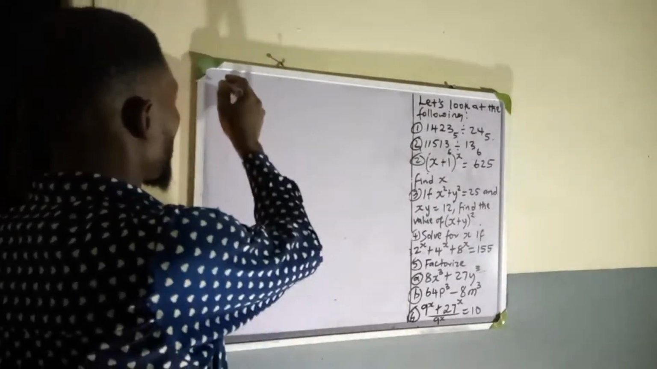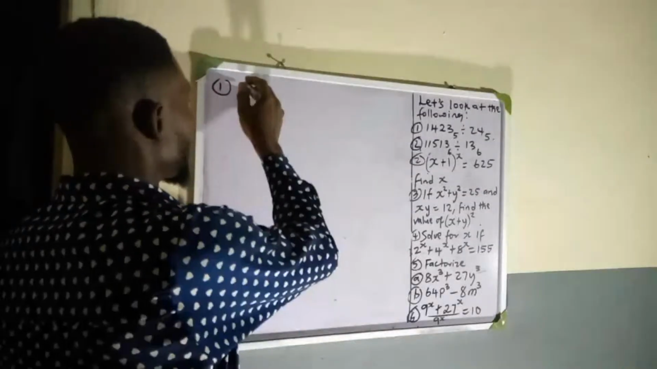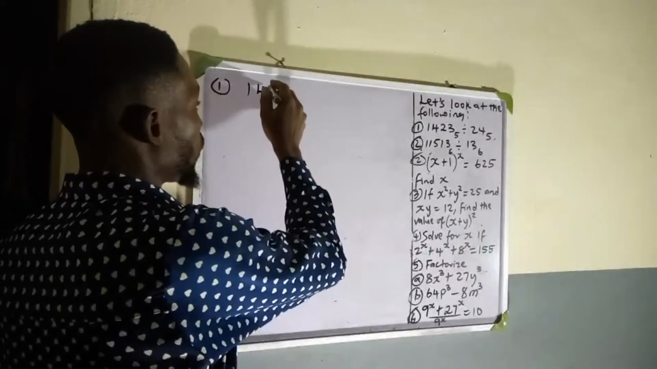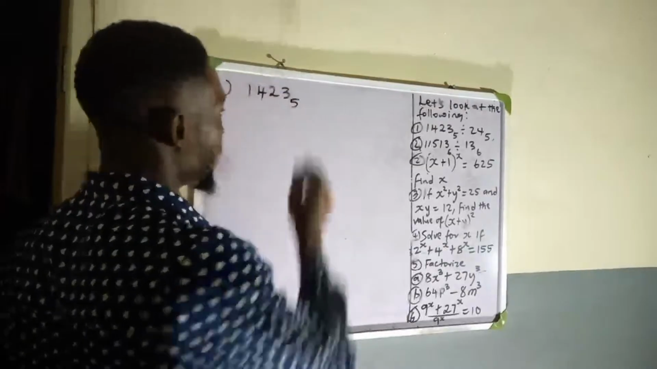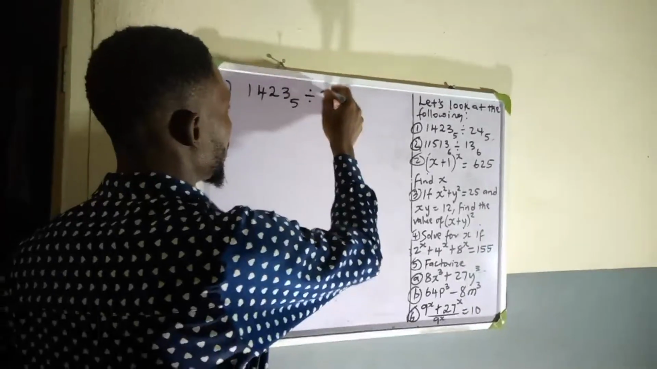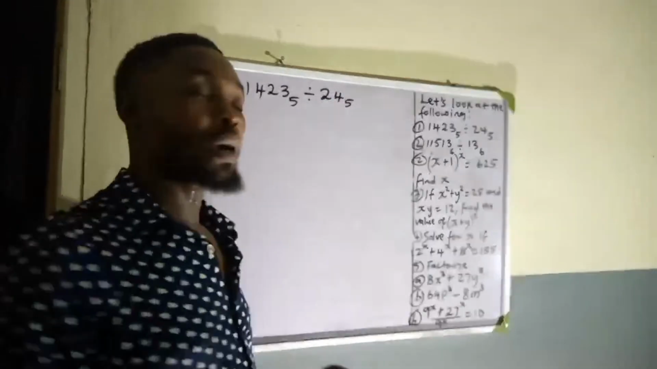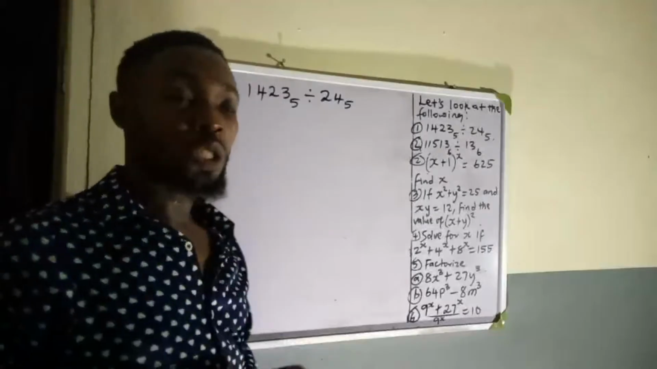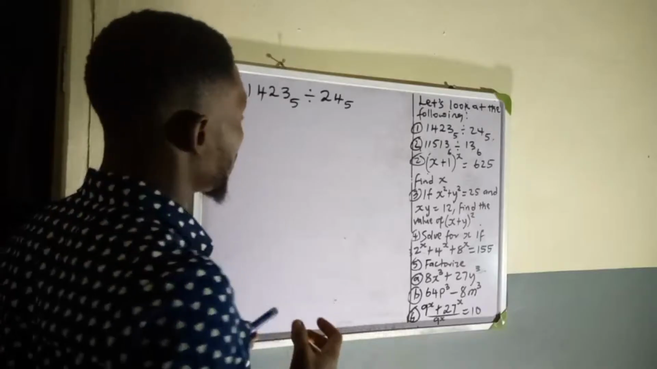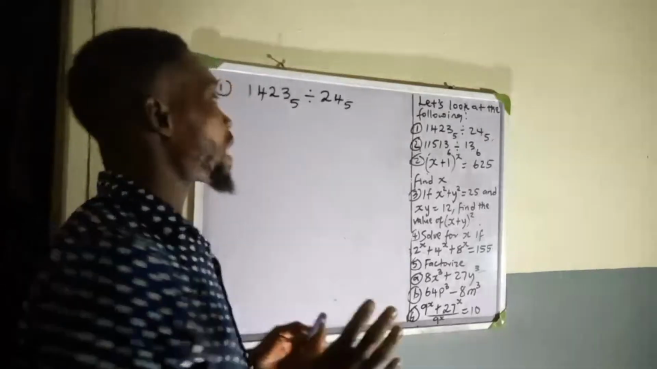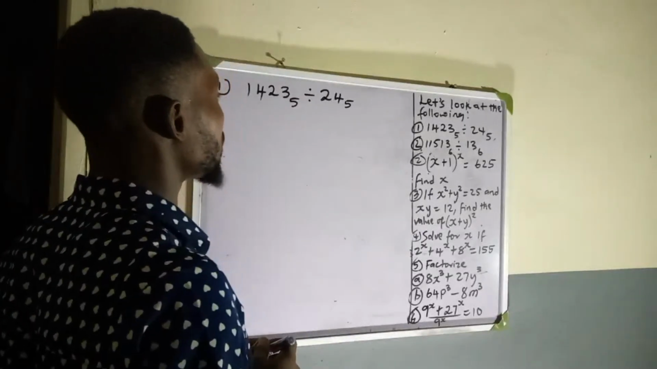The first one we have is a division of number bases: 1423 in base 5 divided by 24, also a number in base 5. To do this more effectively, I like forming a multiplication table in base 5, the particular base that I'm using to divide. So let us form a multiplication table in base 5.